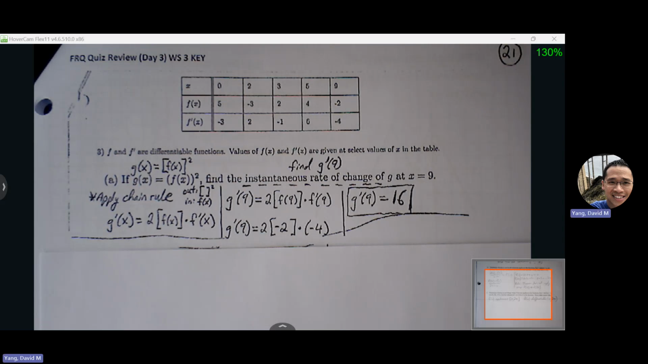11, 12, 16, 17. And once you have the derivative spelled out, replace every x with 9. We should be able to end up with g prime of 9 equals 6.